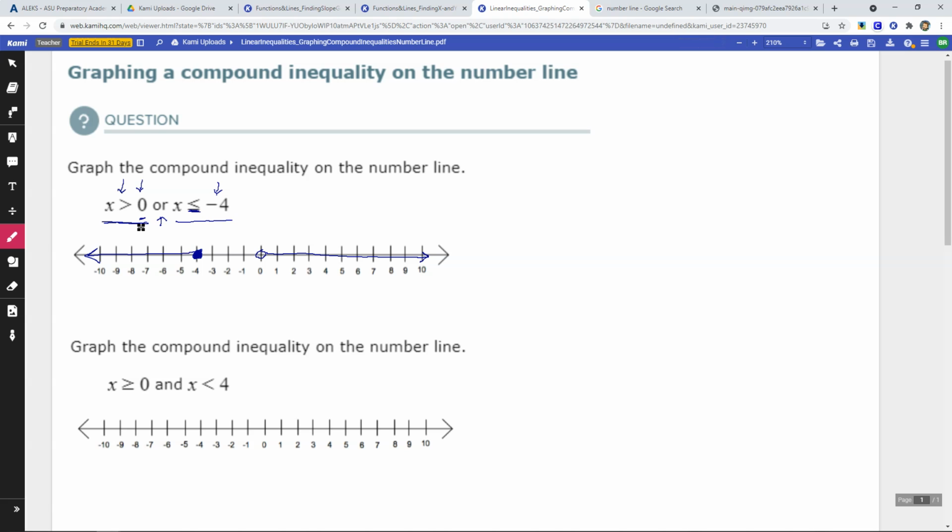The next example says graph the compound inequality on the number line, this time for x is greater than or equal to 0 and x is less than 4. So again, we look at our inequality symbol. Notice that there's the or equal to. That means that we're going to have a filled in circle, this time at 0. So we have a filled in circle at 0, and then a hollow circle at +4.